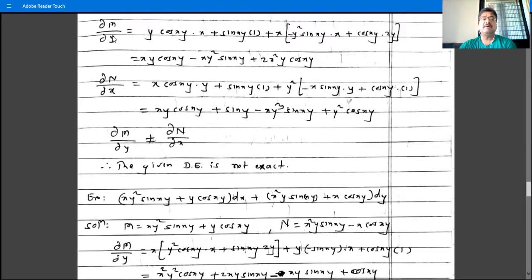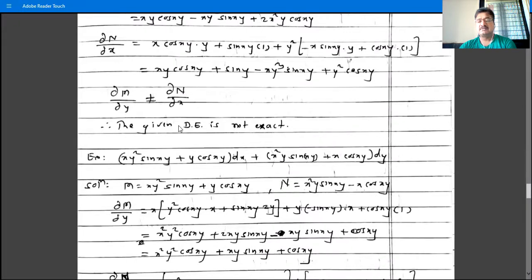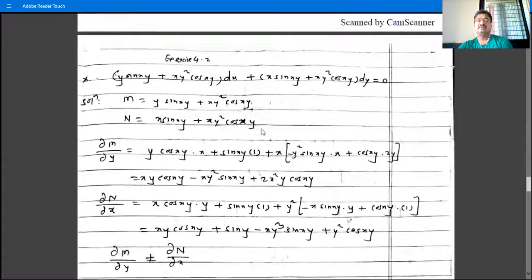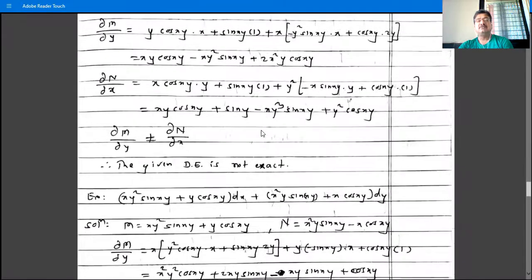And if you observe, ∂M/∂y is this, and ∂N/∂x is this. These two are not the same, and therefore we say that ∂M/∂y is not equal to ∂N/∂x, and therefore the given differential equation is not exact. So this differential equation is not exact. If it were exact, then we would have to find the solution.